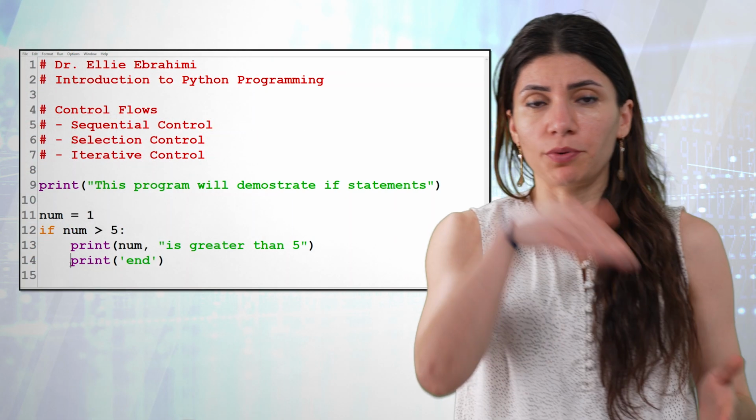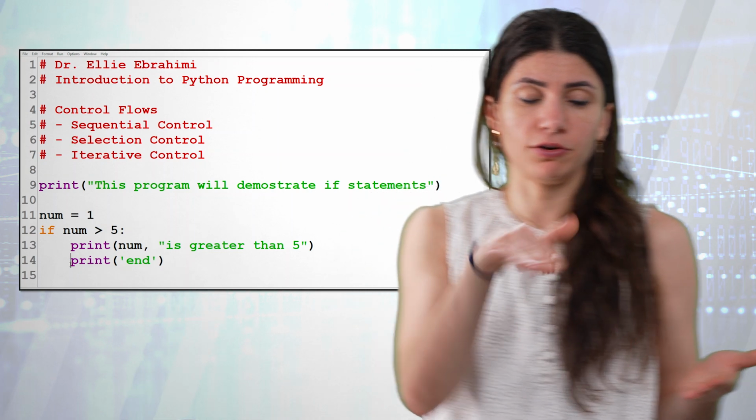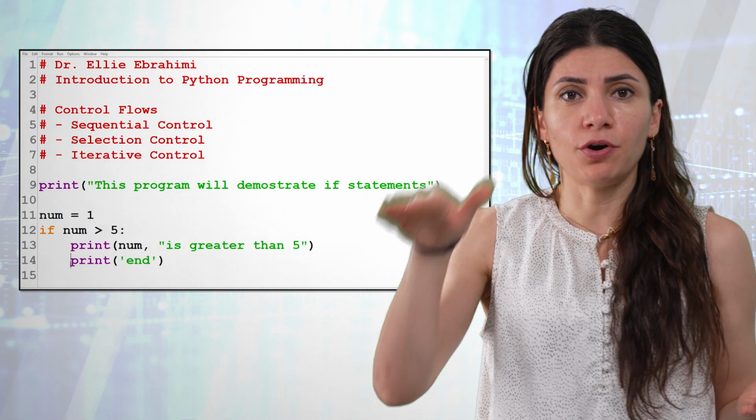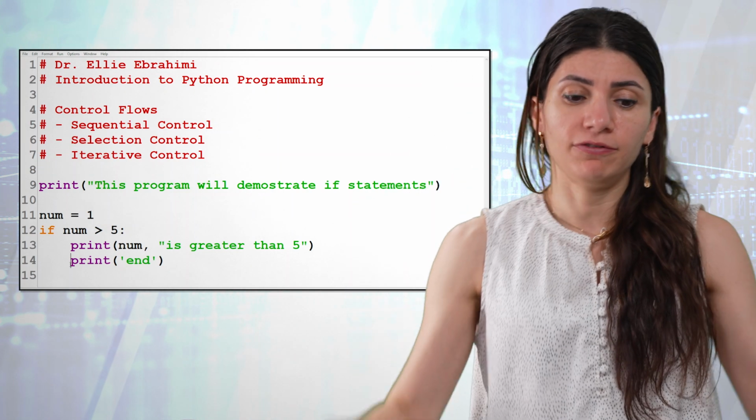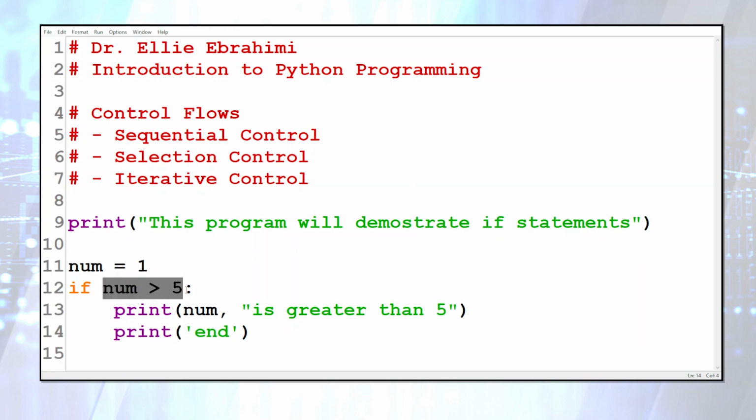So if the print statement in line 14 is part of the if, and this condition is not true, you never print this part. But if I put it outside of my if, then regardless of whether this condition is true or false, you are going to execute this line. You're going to run this line because that is part of your main code. This is not dependent on any conditions, right?